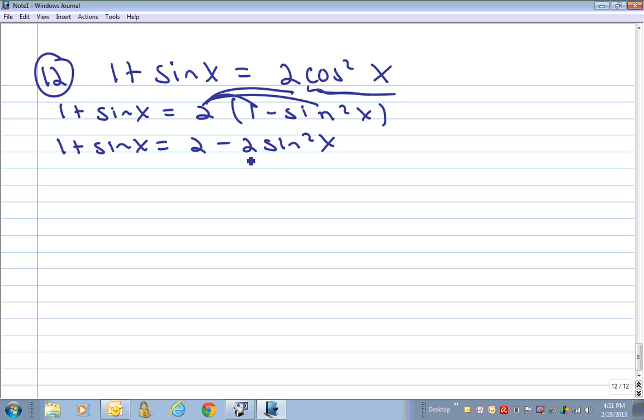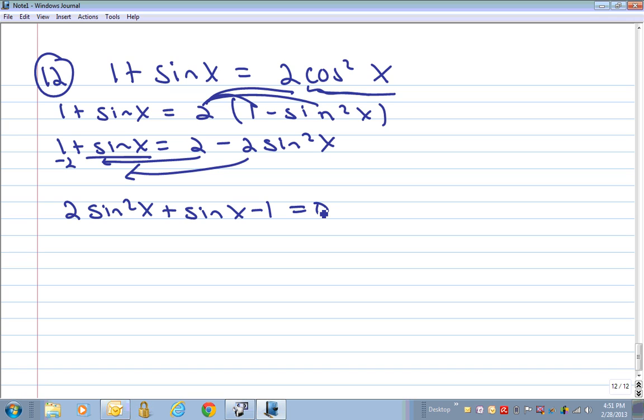Since I want my squared term to be positive, I'm going to move this to the left, and it will become a positive 2 sine squared x. My sine x was already there and positive, so sine x. And I'm going to move the 2 over, and it's a negative 2. So 1 and negative 2 is negative 1. Set it equal to 0.